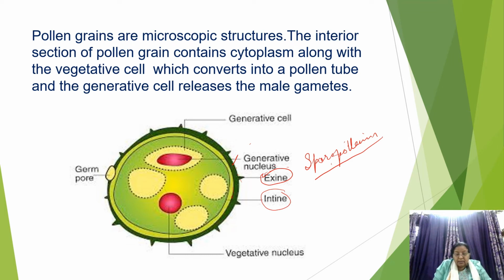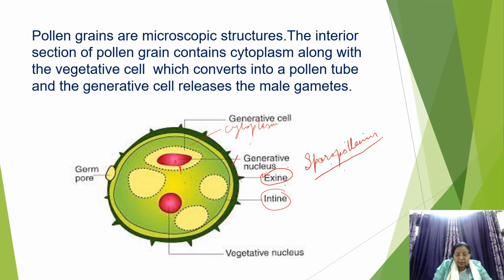Now inside these there is cytoplasm. Inside this there are two nuclei. This nucleus is called the generative nucleus, and this is called the vegetative nucleus. The generative nucleus is surrounded by cytoplasm. Here you can see cytoplasm. So the cytoplasm of the generative nucleus is little. The rest of the cytoplasm is around the vegetative nucleus. Vegetative nucleus is going to produce the pollen tube in future.